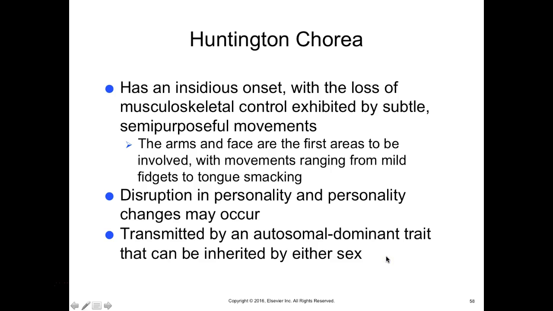Huntington chorea. This is a horrible, horrible disease. It has an insidious onset with the loss of musculoskeletal control, exhibited by subtle, semi-purposeful movements. The arms and the face are the first areas to be involved, with movements ranging from mild fidget to tongue smacking. Personality changes may occur, and this is transmitted by an autosomal dominant trait that can be inherited by either sex. So it is a genetic trait that is passed on.